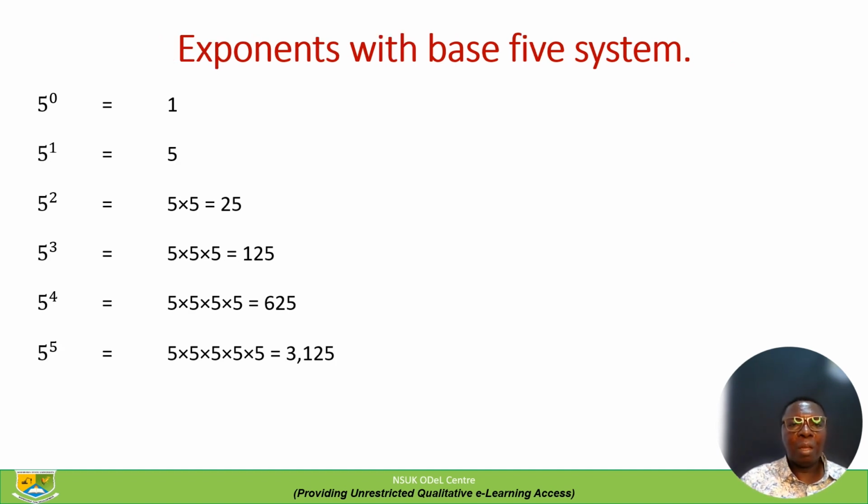So, exponents with the base 5 system. We say 5 to the power of 0 equals 1, 5 to the power of 1 equals 5, 5 to the power of 2 equals 5 times 5 equals 25, 5 to the power of 3 is 5 times 5 times 5. Just like we did with base 2, the same applies to base 5. So if you take the last one, 5 to the power of 5 means 5 times 5 times 5 times 5 times 5, which equals 3,125.